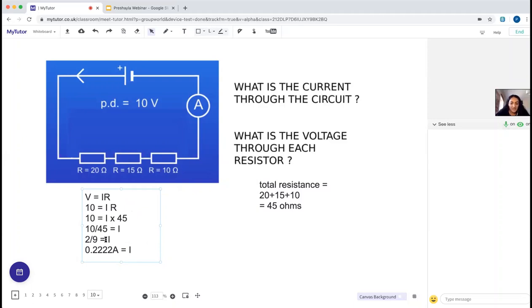Now we know that the current through the series circuit is 0.2 amps, and you can take the current going forward in the question as 0.22. Try to work out the voltage through each resistor. So that's resistor 1, the 20 ohm one, resistor 2, the 15 ohm one, and resistor 3, the 10 ohm one. So I'm going to give you a minute to work that out because it's a little bit confusing.